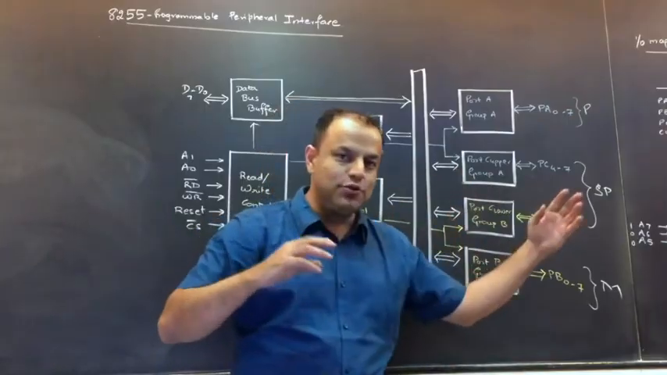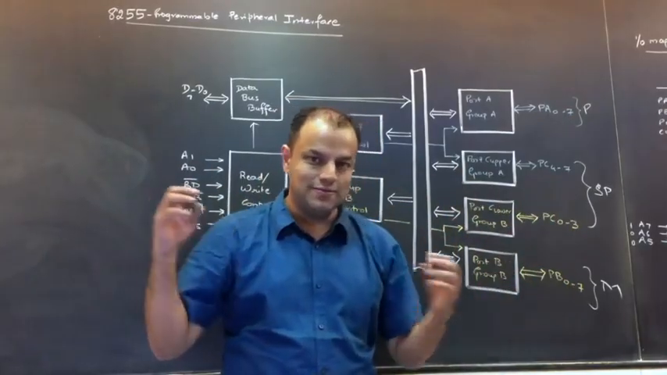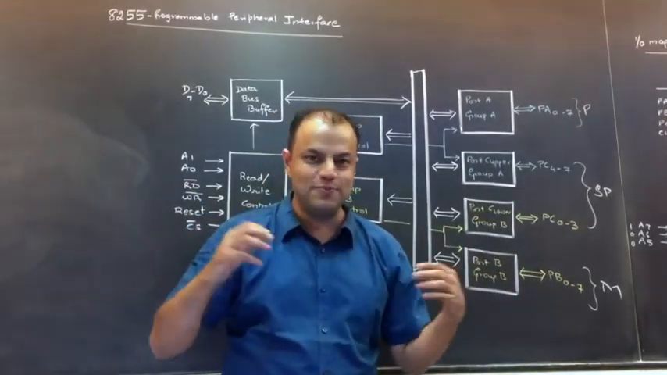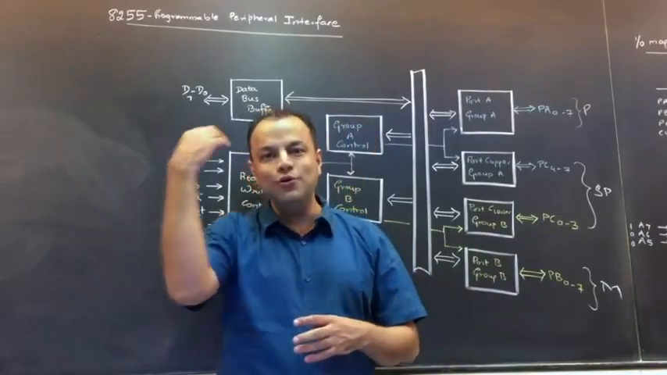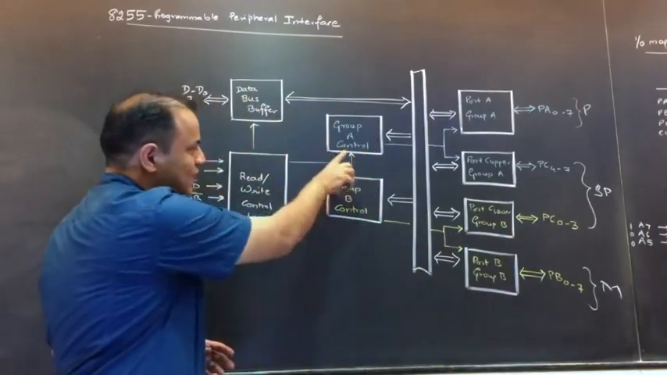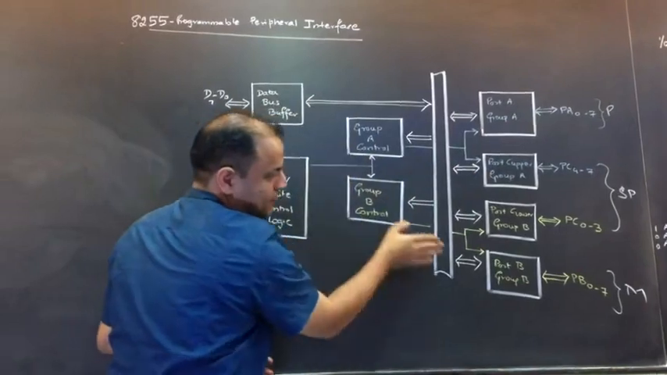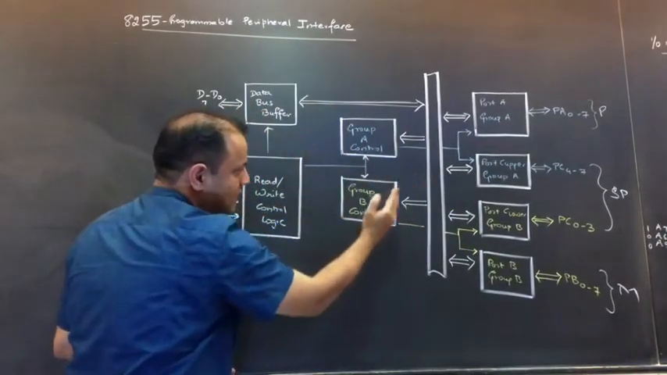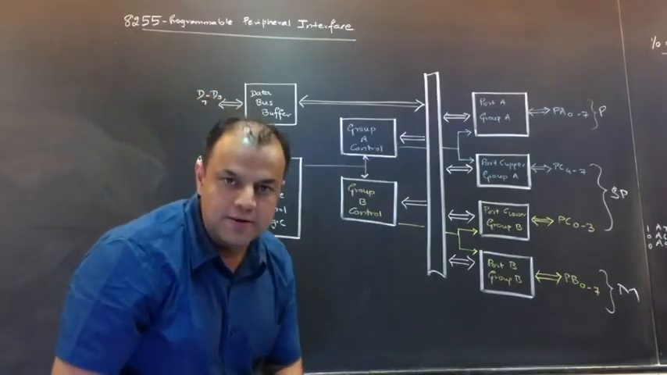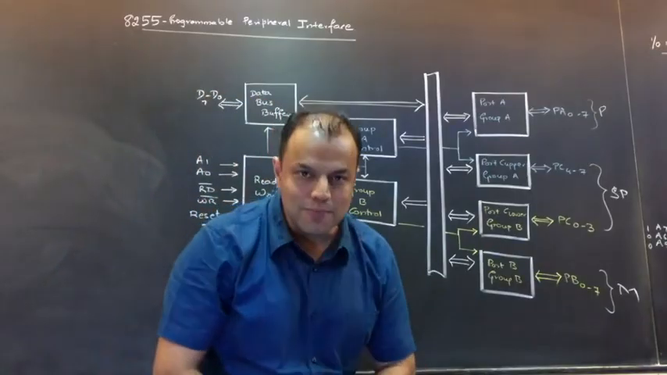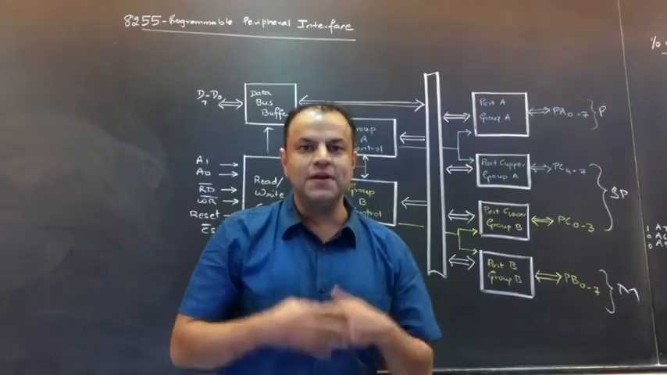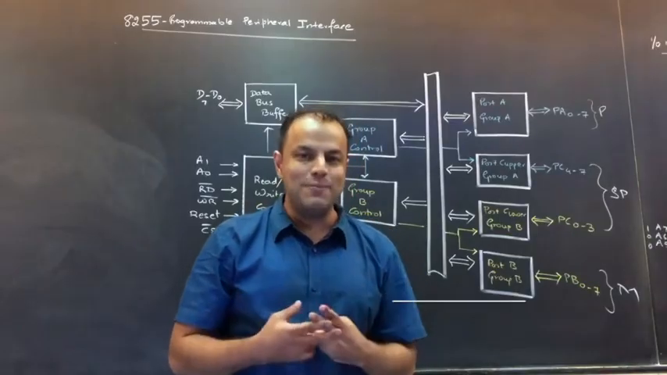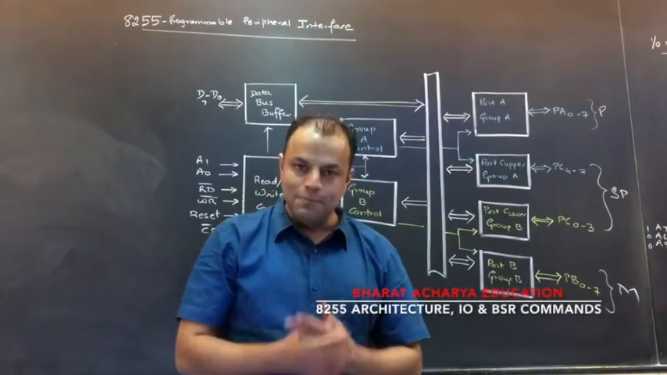What do you send to the ports? Data that you want to print, you want to display, etc. What do you send to the control word? This is the control word. This is port A, this is port B, this is port C, this is the control word. What do you send to the control word? Command. So there are commands that you send to 8255. There are 2 commands, IO command and BSR command.